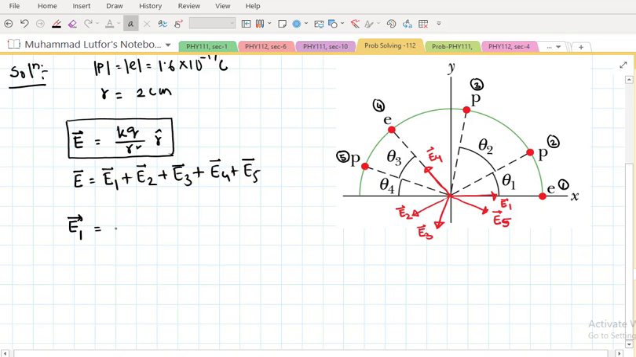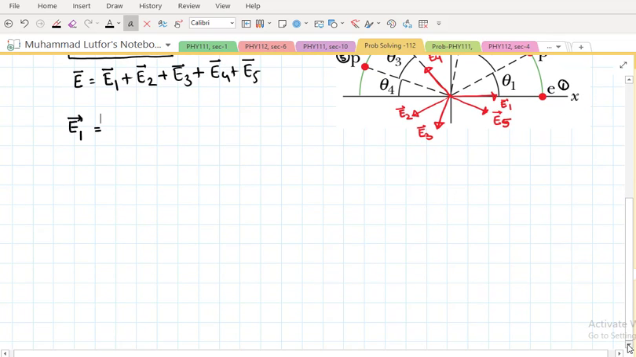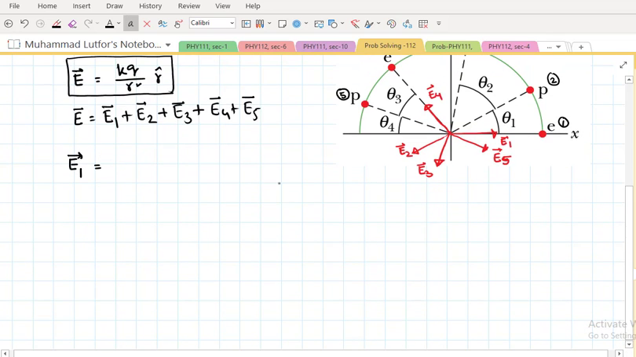So E1 I can write for this one. I can also draw it separately over here so that you can understand properly. This is the E1, right? E1 is totally towards the positive x direction. So I can write kE divided by r square into i hat. This is E1, and it will be towards the positive x direction since it's an electron, a negative polarity.